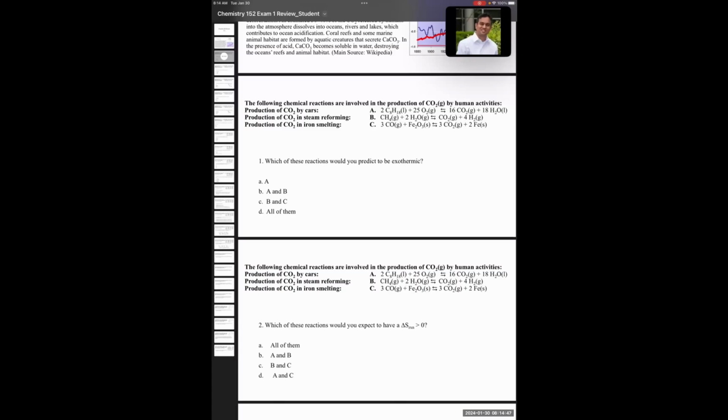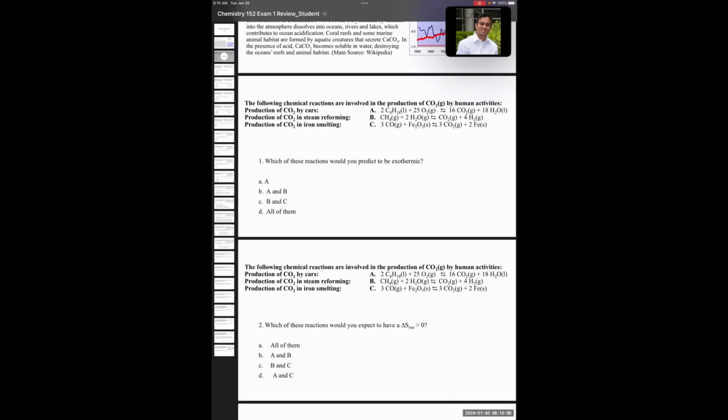One. This is the review I posted on D2L. So let's see how it goes. You're given 3 reactions, and they're asking which of these reactions you would expect to be exothermic. Okay, so let's look at reaction A.